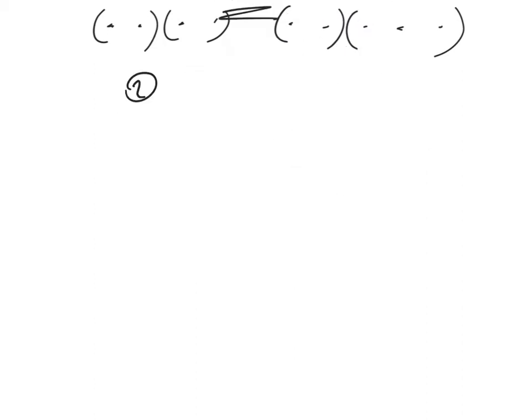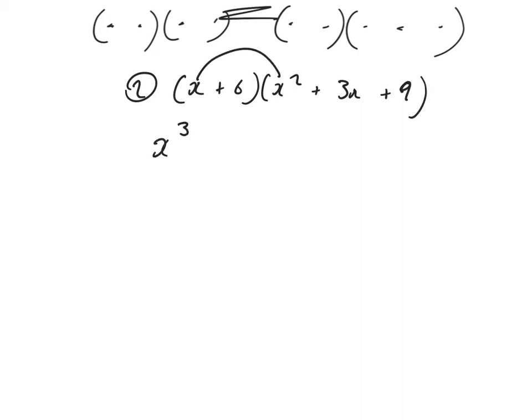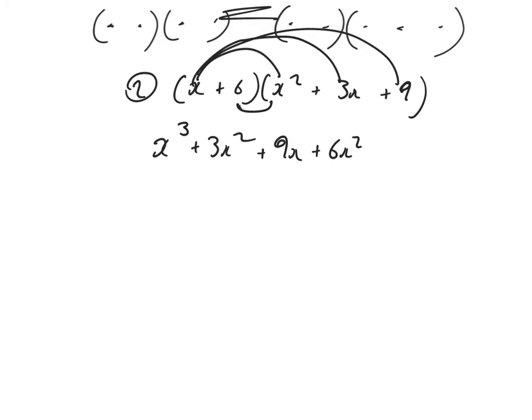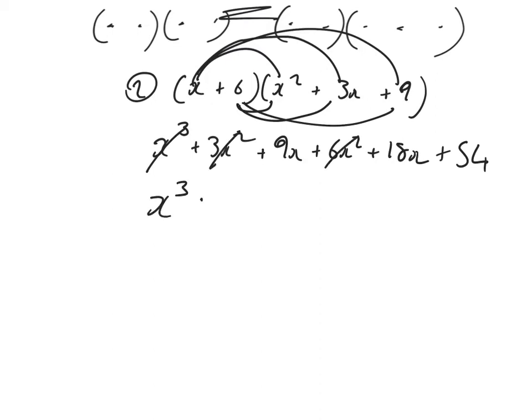Okay, let's take down example 2. (x + 6)(x squared + 3x + 9). Okay, so x times x squared, x cubed, x times 3x, 3x squared, x times 9, 9x, 6 times x squared, 6x squared, 6 times 3x, 18x, 6 times 9, that's 54. Okay, so I've got x cubed, I've got 3x squared, and 6x squared is 9x squared. I've got 9x and 18x is 27x.